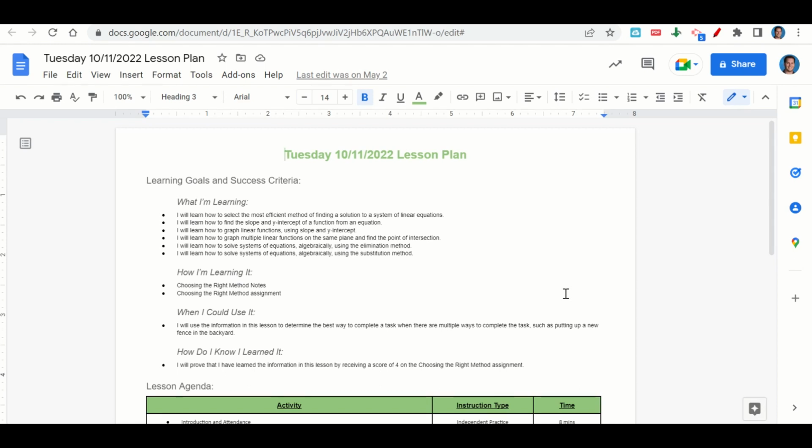How are we learning it? Through the choosing the right method notes and the choosing the right method assignment. When can we use this? To determine the best way to complete a task when there are multiple ways to complete the task, such as putting up a new fence in the backyard. How do we know we learned it? By getting a score of 4 on the choosing the right method assignment.